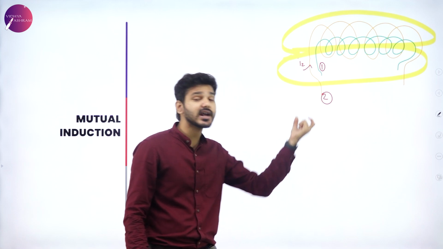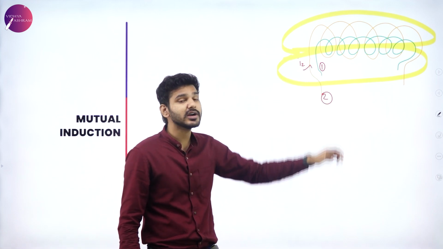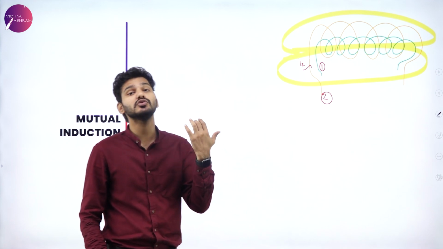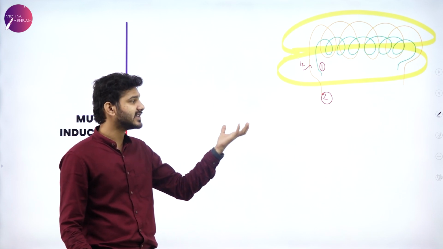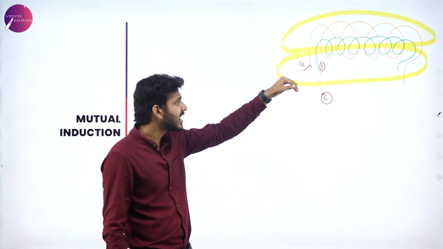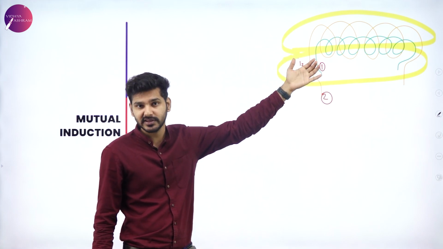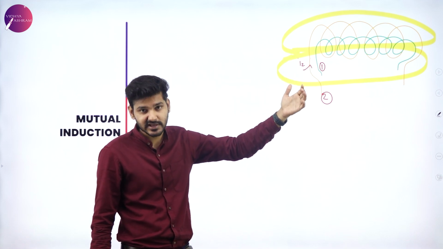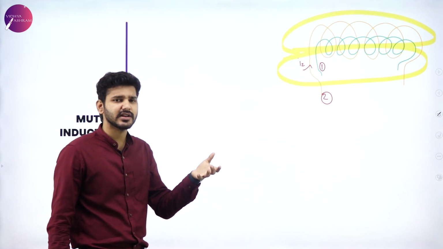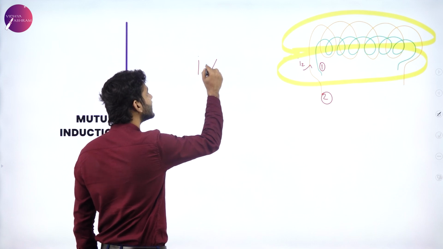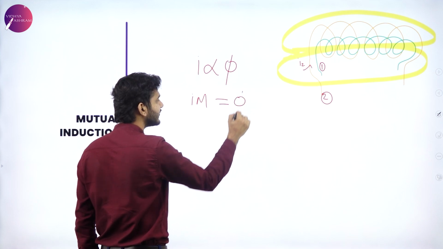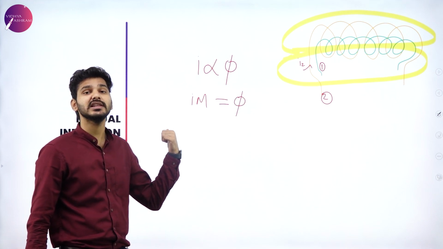So even though I am changing the current in the secondary coil, the primary coil is also having an EMF being induced in it. This is known as mutual inductance, and it is dependent upon the amount of current passing through the coil. That is, if more current is passing, more change will be produced in flux. If less current is passing, less change will be there for the flux. So we can derive the same relation, that is, I is directly proportional to phi, or we can say that I into M is equal to phi. Here M is known as mutual inductance.